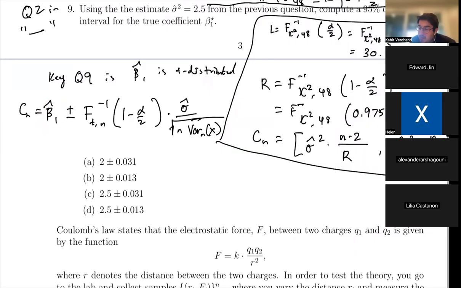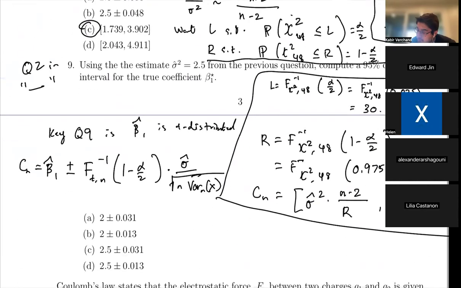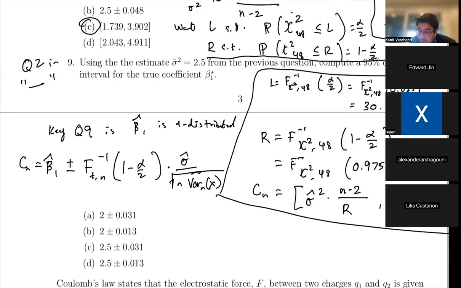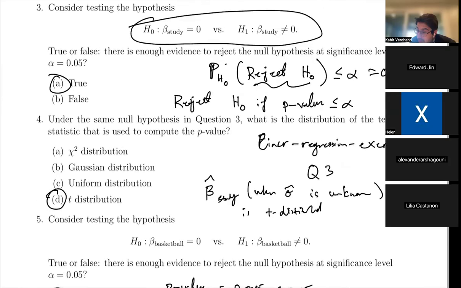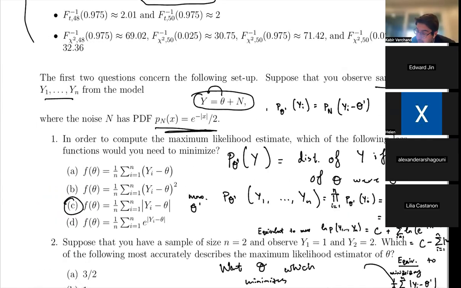Beta hat 1, we know it's 2. We were given that here. Sigma hat, we know it's the same quantity here. So we just need to take the square root of this. Alpha we know, alpha is 0.05. So we just need to plug in F_t inverse n minus 2 of 1 minus alpha over 2. So this is F_t inverse at 48 degrees of freedom, evaluated at 0.975. So that quantity is exactly right here. That's 2.01.